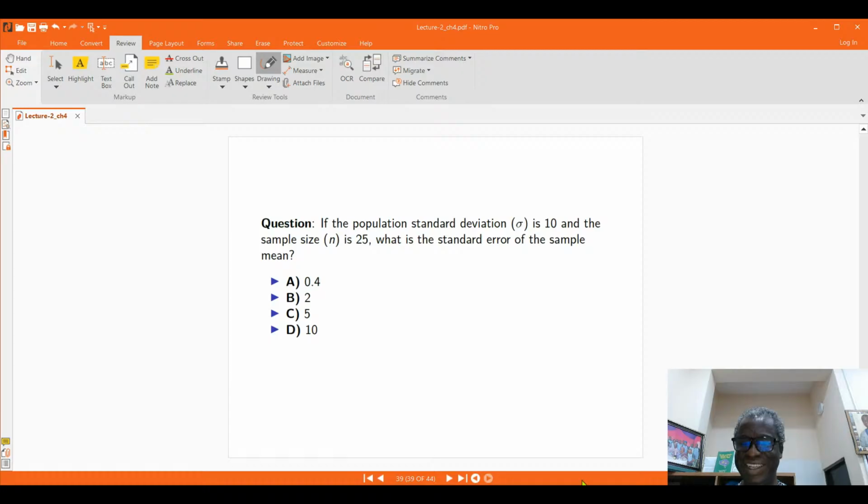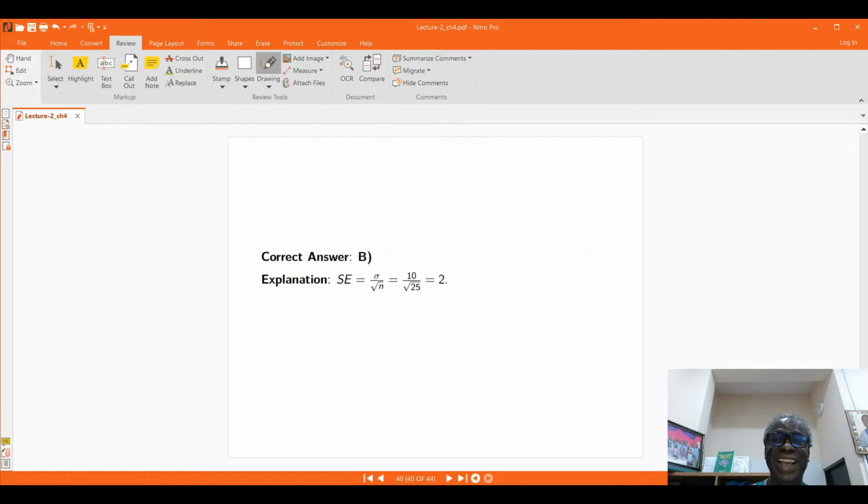So let's look at the answer. Yes, this is the answer. B, and that's the explanation. So standard error is equal to the population standard deviation over the square root of n, which is simply 10 over the square root of 25. The square root of 25 is 5. So 10 divided by 5 is equal to 2.